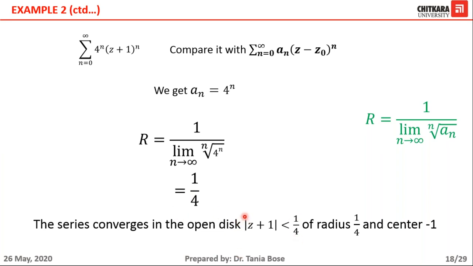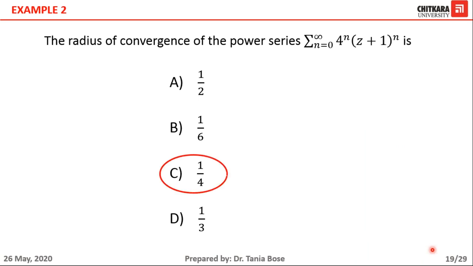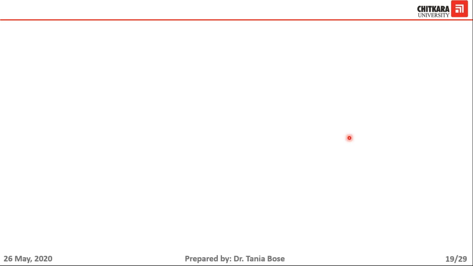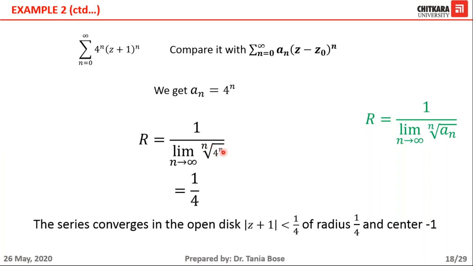So if you take any z lying in this circle of convergence, only then the series will converge. Rest everywhere it will diverge. So the radius of the disk is 1 by 4 and the center of the disk is minus 1. Right? So accordingly, the correct option to this question becomes 1 by 4, right? So this was simple enough, right? Simple limits, I think you can do it on your own also. There is nothing to explain. If you take the limit here, 4 to the power n whole to the power 1 by n, only 4 is left. So the limit is 1 by 4. What should I explain here? This is quite clear.